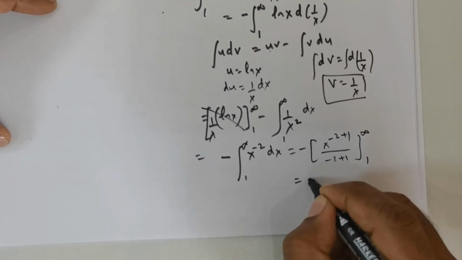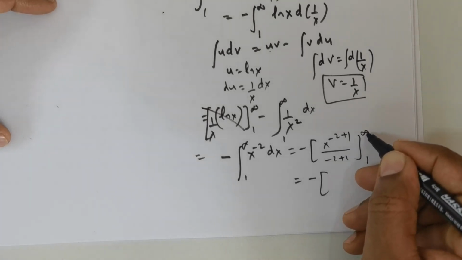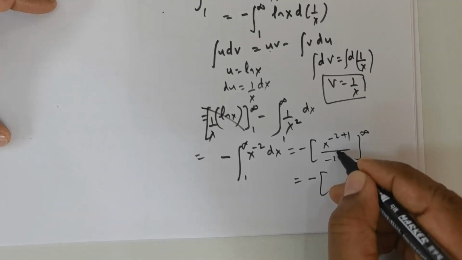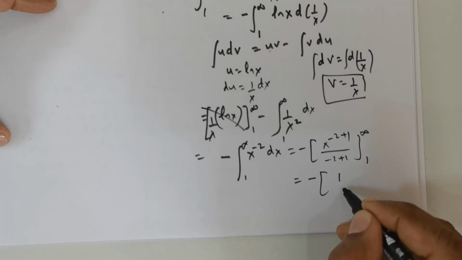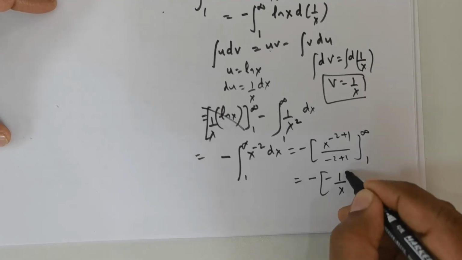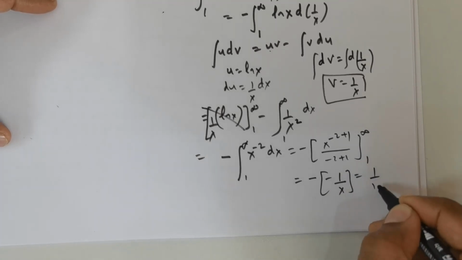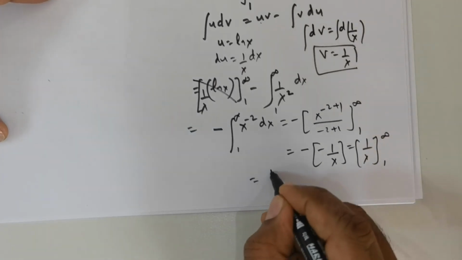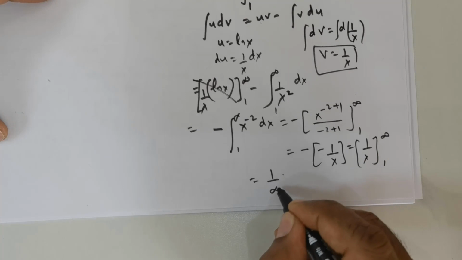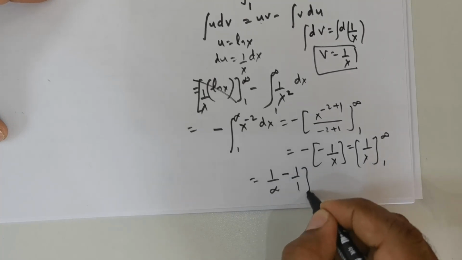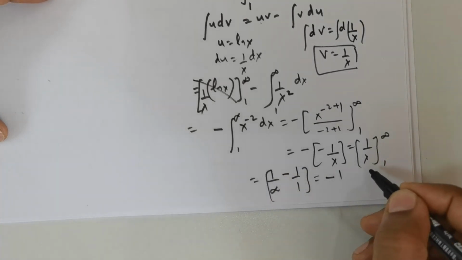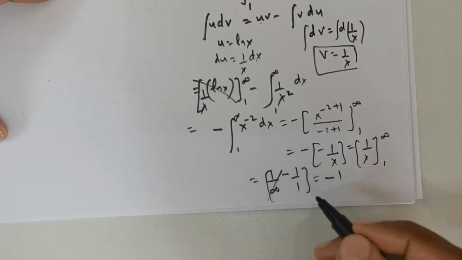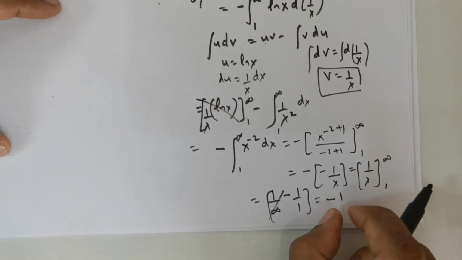Now this is going to give me negative of x to the power of negative 1 divided by negative 1. That's going to be 1 over x with a negative sign, which becomes 1 over x, with limits 1 to infinity. Now I substitute the upper limit, I get 1 over infinity. I substitute the lower limit, I get 1 over 1. So that is equal to negative 1. 1 over infinity is 0, so that goes off, and I get negative 1.